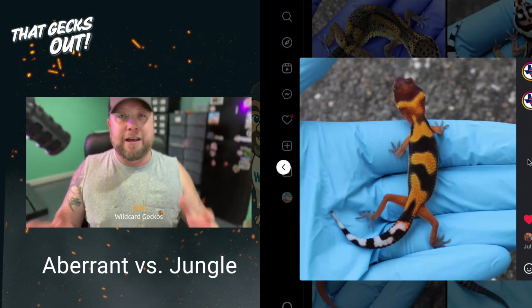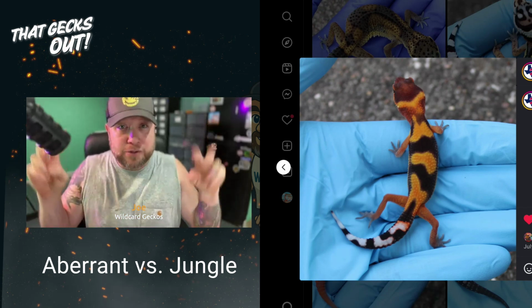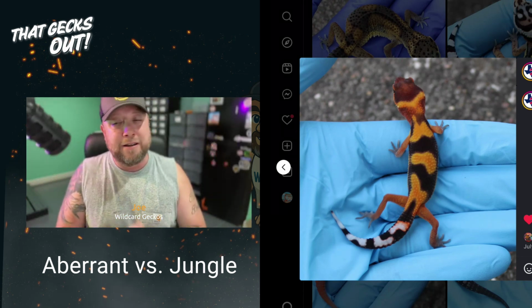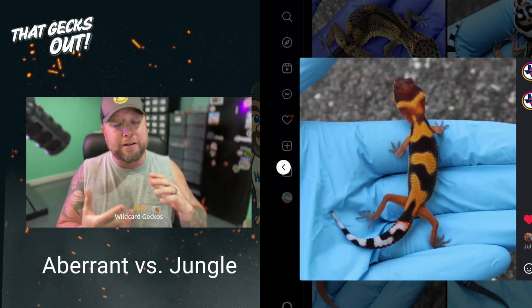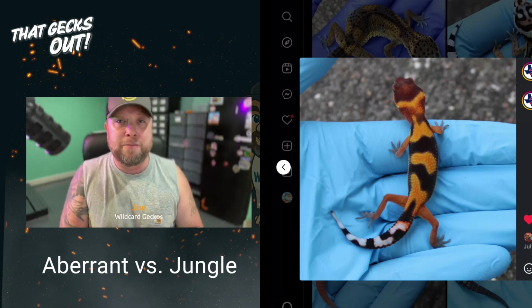That being said, guys, this is a great opportunity for you to go to your collection, look through your jungle animals, and see if you've mislabeled any of them that might be aberrant instead. Aberrant is a word that I would love to hear more in the leopard gecko community, and it's something that we should definitely be using because it is a term that is sort of lost amongst us, but it exists.